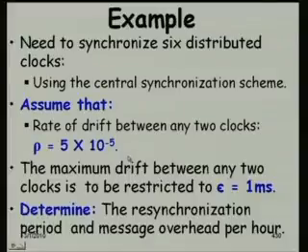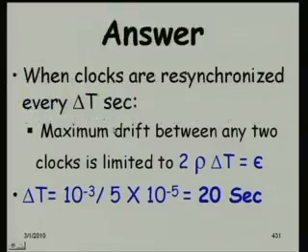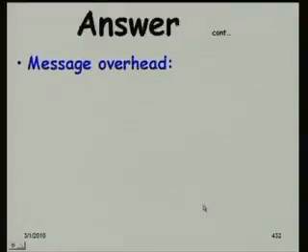Can you do it, or should we look at the answer? 2 rho delta t is equal to 1, yes, not very difficult. So, he already said that 2 rho delta t is equal to epsilon, which is equal to 1 millisecond, or in other words delta t is equal to 10 to the power minus 3, that is 1 millisecond, divided by 5 into 10 to the power minus 5, which is equal to 20 seconds. So, every 20 seconds it needs to transmit the clock value. But what about the message overhead?